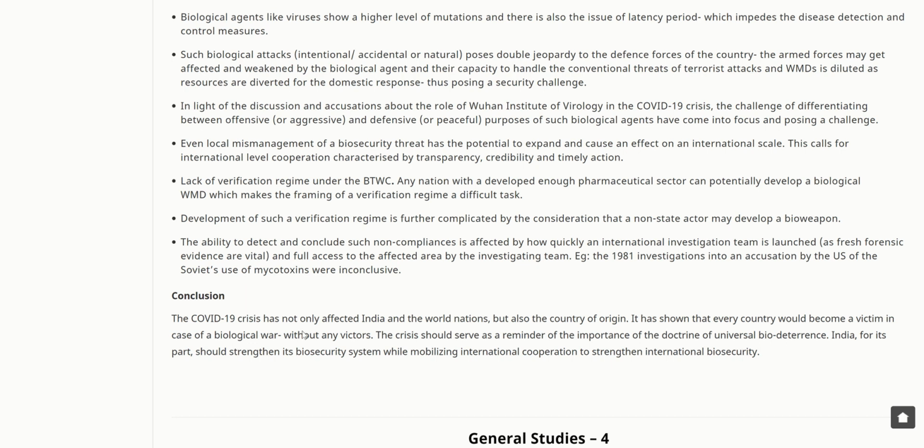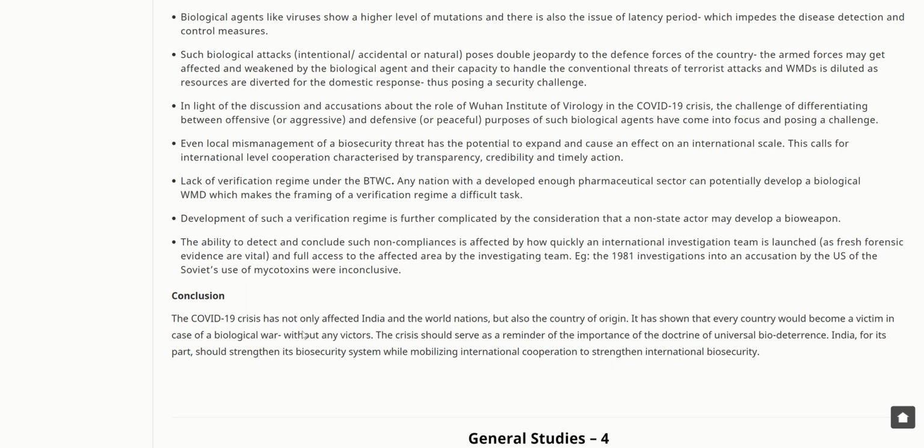Due to the lack of a verification regime under the BTWC, any nation with a developed enough pharmaceutical sector can potentially develop a biological WMD, which makes the framing of a verification regime a difficult task. Development of such a verification regime is further complicated by the consideration that a non state actor may develop a bioweapon. The ability to detect and conclude such non compliances is affected by how quickly an international investigation team is launched and full access to the affected area by the investigation team. For example, the 1981 investigations into an accusation by the US against the Soviets' use of mycotoxins were inconclusive.